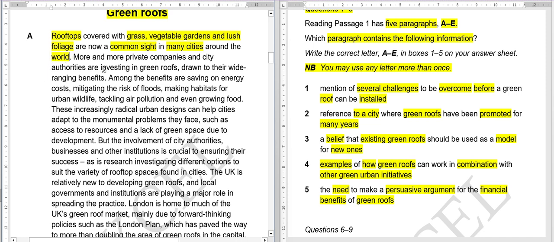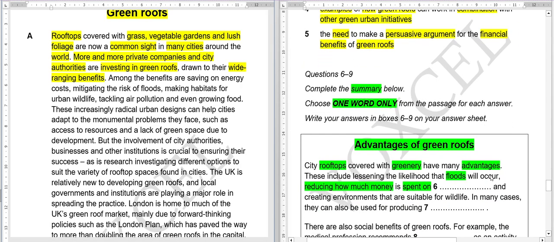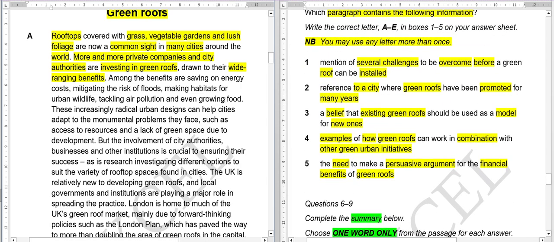More and more private companies and city authorities are investing in green roofs, drawn to their wide-ranging benefits. So now we know not only private companies but governments as well are investing in green roofs. Why? Because of their wide-ranging benefits. So here we're talking about benefits and advantages of green roofs. Let's see if there is any mention of floods here or not.